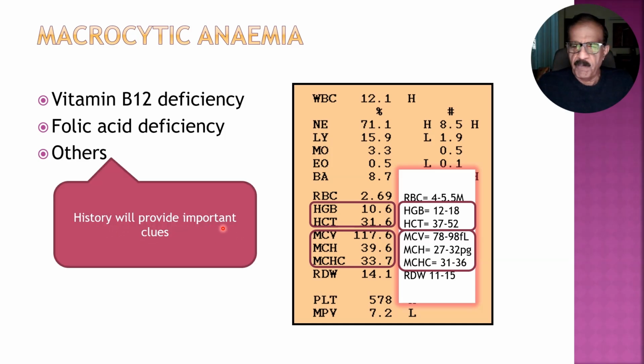History will provide important clues. So the patient's dietary habits, possibility of worm infestation, whether the patient is taking anti-folate drugs. There are many drugs, anti-rheumatic drugs, antimicrobial drugs, anti-epileptic drugs, which might have anti-folate activity. So I think you go into the history and that might give you the clue to the diagnosis. And chronic dyspepsia might also give you the clue to the diagnosis of chronic gastritis.